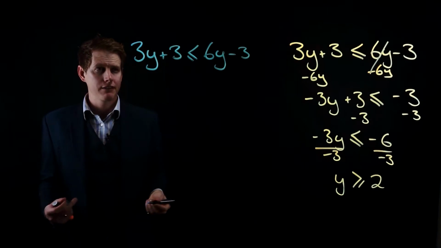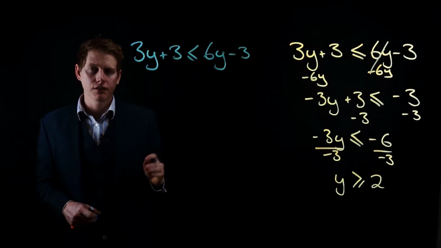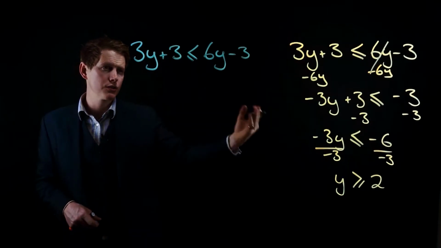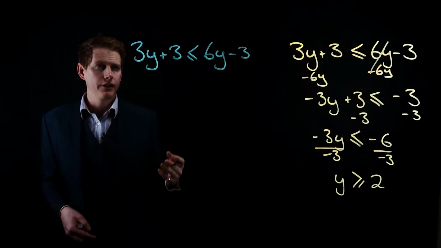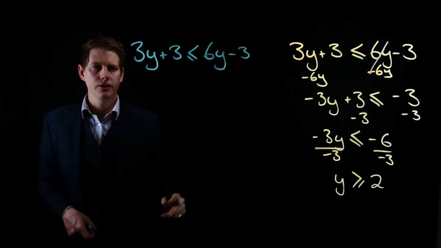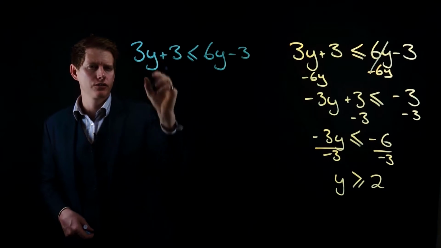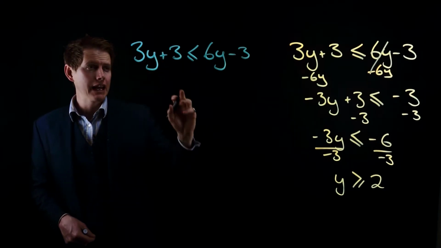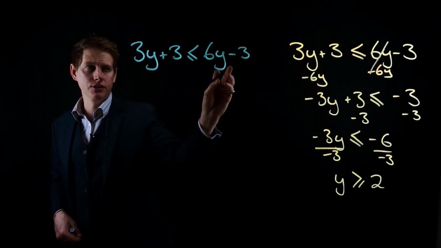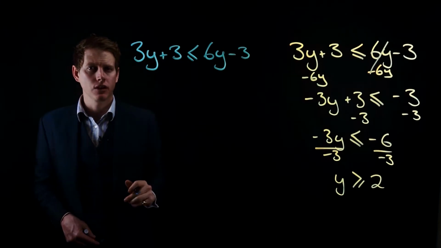Right, so have a look at this. First thing you need to ask yourself, are there more y's on the left-hand side of the equation or the right-hand side of the equation? Well, there are way more y's on the right-hand side of the equation. There are six y's there and only 3 y's over here. So I'm going to collect the y's on the right and the numbers on the left.